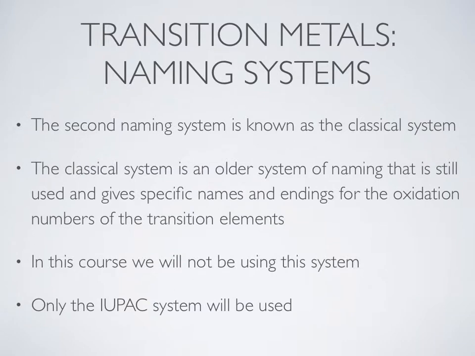The second naming system is known as the classical naming system. The classical system is an older system of naming that is still used and gives specific names and endings for oxidation numbers for transition elements. Mostly words come from Latin and Greek. In this course we will not be using this system. Only the IUPAC system will be used.